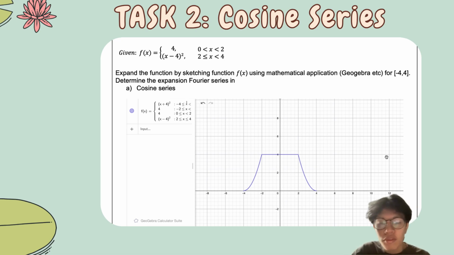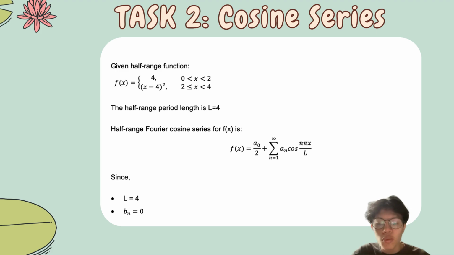For the interval from 0 to 2, the function is constant with value 4, while from 2 to 4, the function becomes (x minus 2) squared. First, we construct the even extension by reflecting the graph about the y-axis. Since it is an even function, only the cosine terms remain, so all the sine coefficients bn are equal to 0.